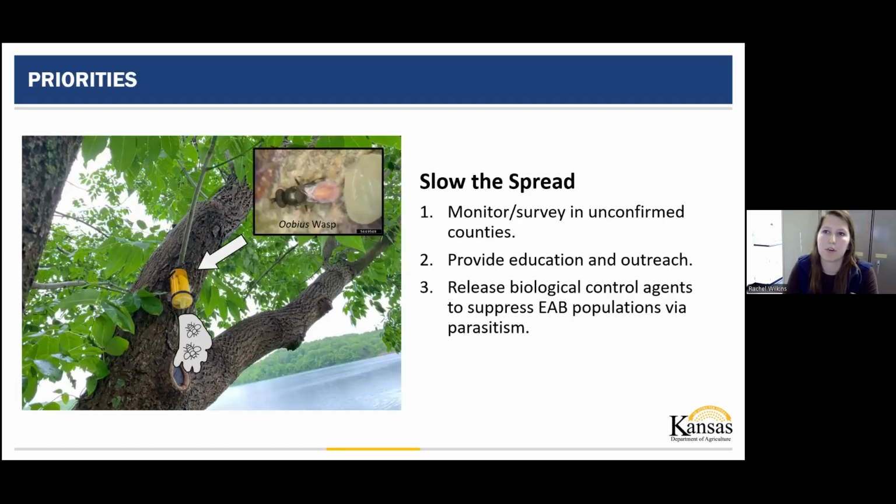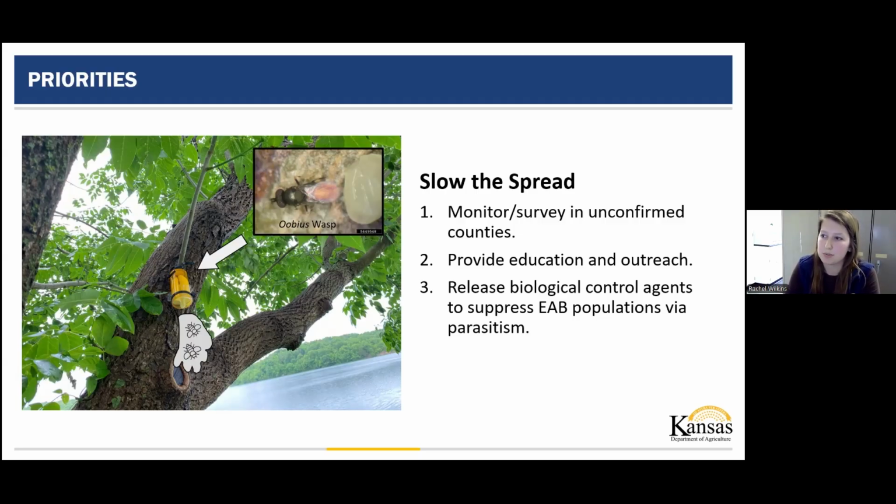And so right now, some of our priorities, like I mentioned, we do want to continue to slow the spread. We just do that in a few different ways. So we do continue to monitor and survey for emerald ash borer in unconfirmed counties. We try to stay ahead of the insect spread across the state.